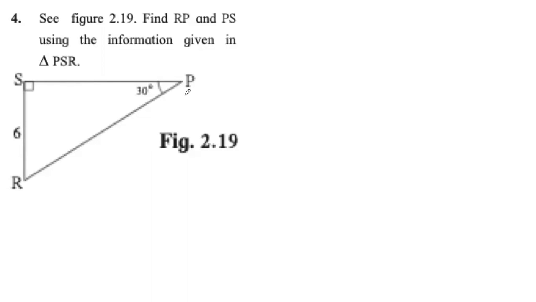Yeah, bhaiya. See figure 2.19. Find RP and PS using the information given in triangle PSR.